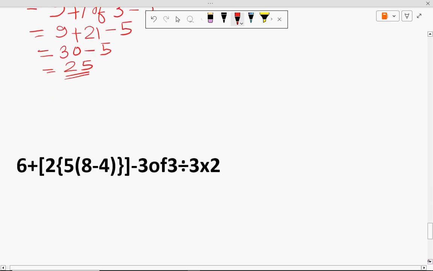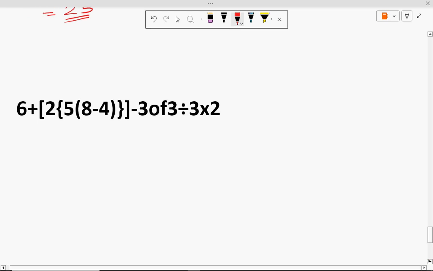Coming to another example, here we can see that all the operators are provided in the expression. So first, as per the BODMAS, we'll solve the bracket. In brackets, first we'll have to solve the small one, then curly one, and finally the big bracket. And then we will go to off, then division, then multiplication, then addition, and lastly subtraction.